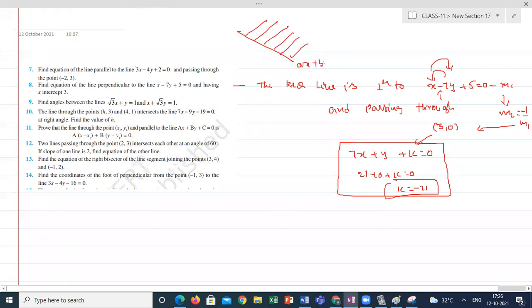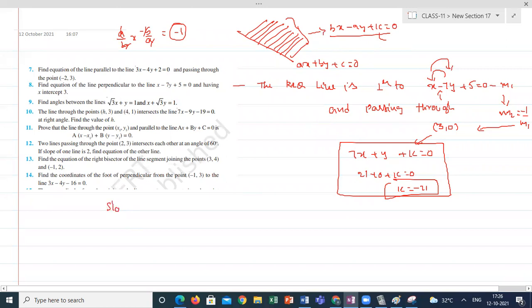Suppose ax plus by plus c is equal to 0. The set of all these perpendicular lines is bx minus ay plus k is equal to 0, where k is an arbitrary constant. Because the product of slopes is minus 1. So a by b into minus b by a, b cancels, a cancels, is minus 1. That's the reason you will get all these perpendicular lines. Many perpendicular lines you can draw, but all the perpendicular lines can be represented in a single expression. If you are unable to remember this, you can go for the general method.